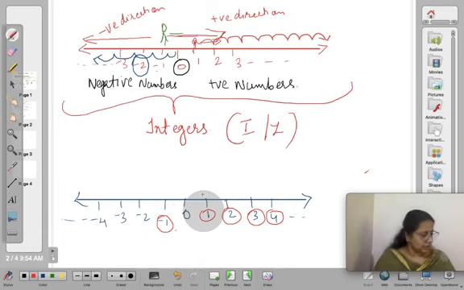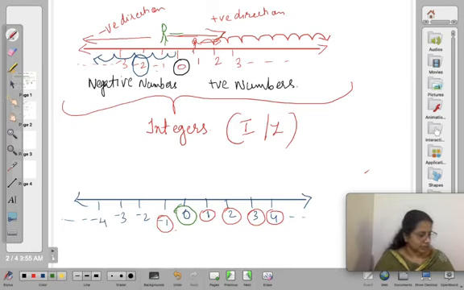The next one, 0 is less than every positive integer. Check it. 0 is here and positive numbers are on the right side of 0. So 0 is always less than every positive integer. Then next, 0 is greater than every negative integer. Yes, because it is on the right side of negative numbers, so it is always greater than every negative integer.